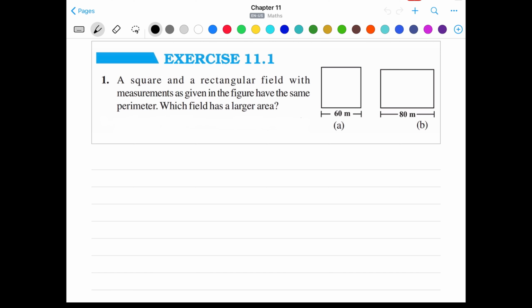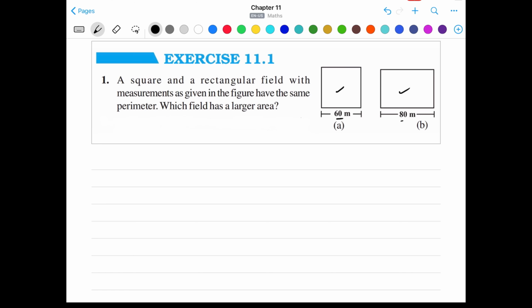The first question is: a square and a rectangular field with the measurements as given in the figure have the same perimeter. So we have a square and a rectangular field, and their measurements are given. The side of the square field is 60 meter, and the base side of the rectangular field is 80 meter.